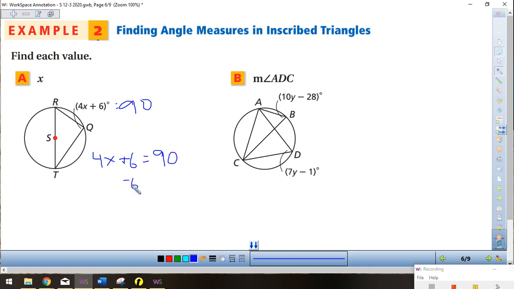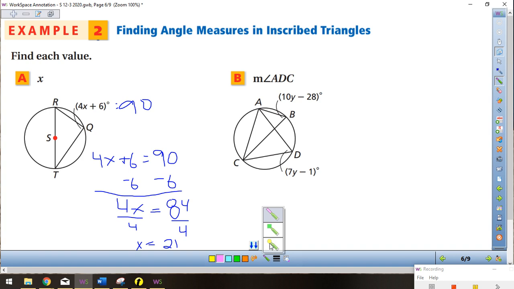Subtract your 6 on both sides. You're going to get 4x is equal to 84. And when you divide by 4, you're going to get that x is equal to 21. And that's it, because it only asks for x. If you plug 21 back in, you would get back 90. All right? So again, the reason I knew that was equal to 90 is because its endpoints are on a diameter. Now let's do the next one.